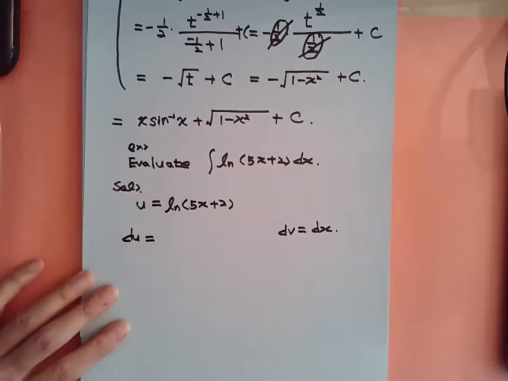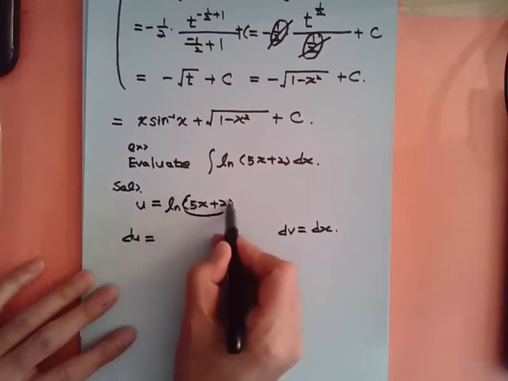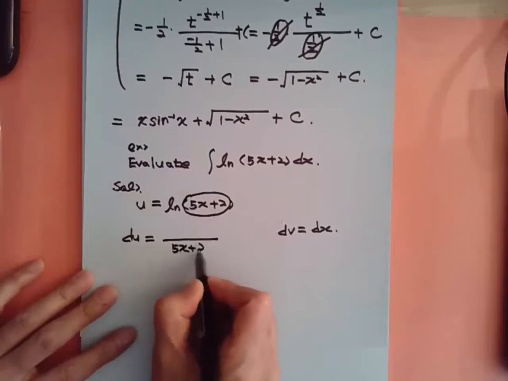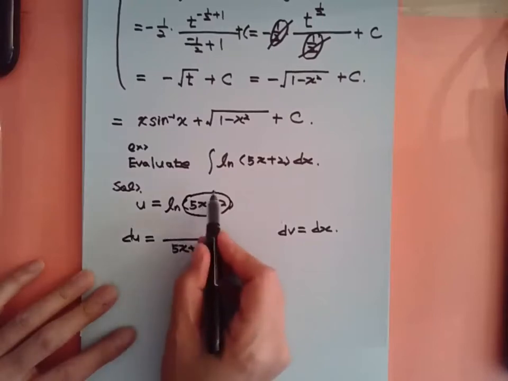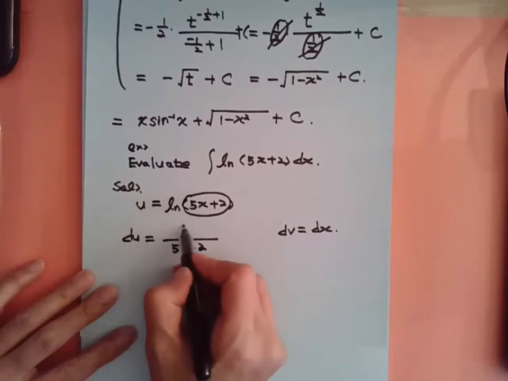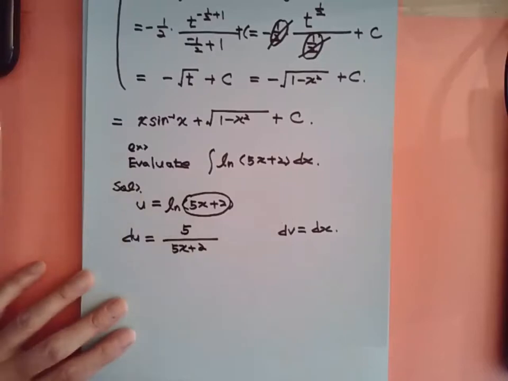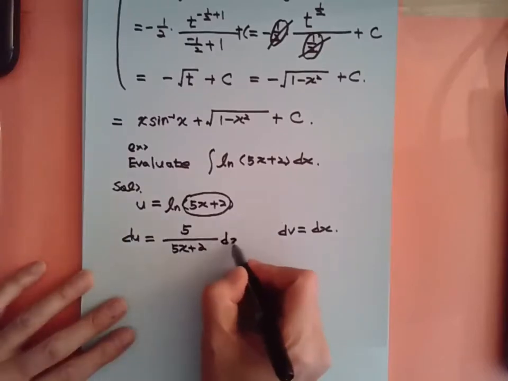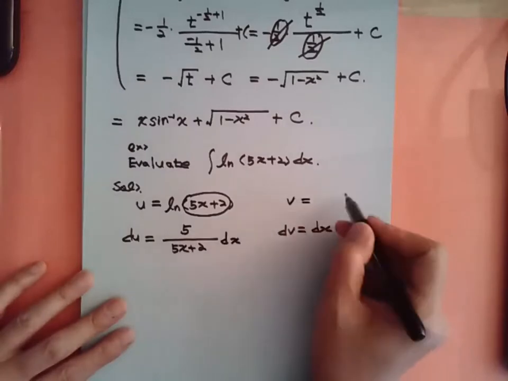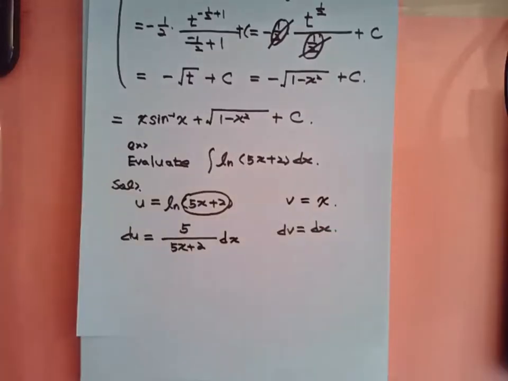equals what? 1 over the input, which is 5x plus 2. And you have to differentiate what's in the input. So it becomes 5 because of the chain rule. I will not go through the details. And then dx. And if you integrate 1, then that is x. So v becomes x.